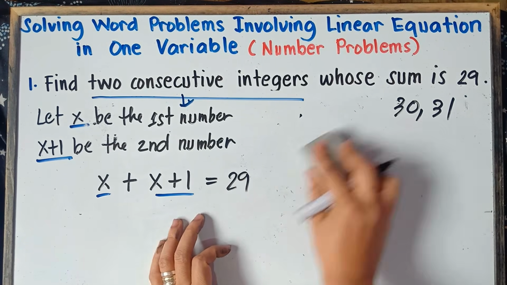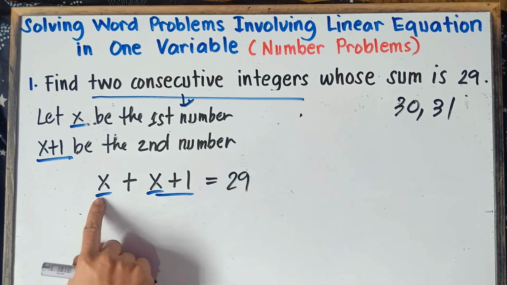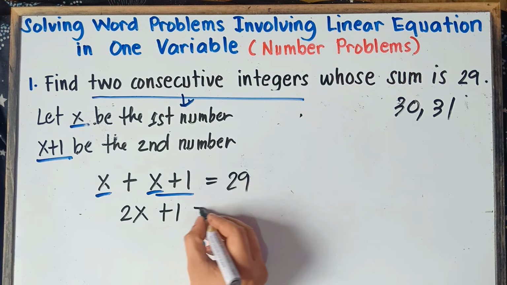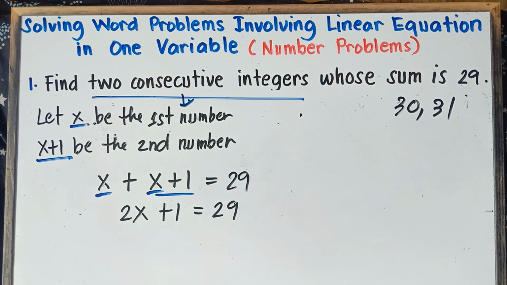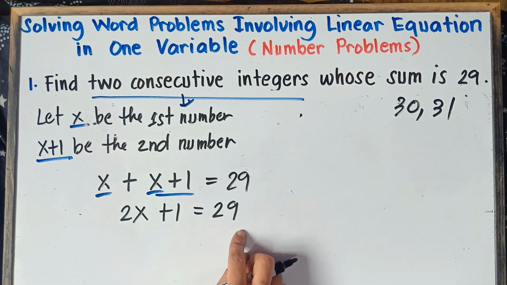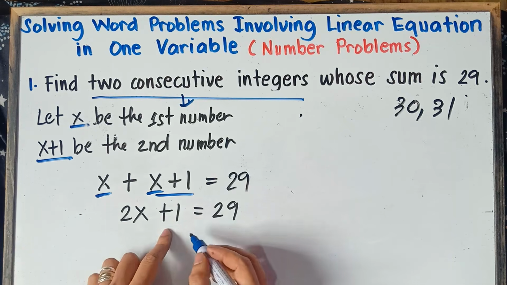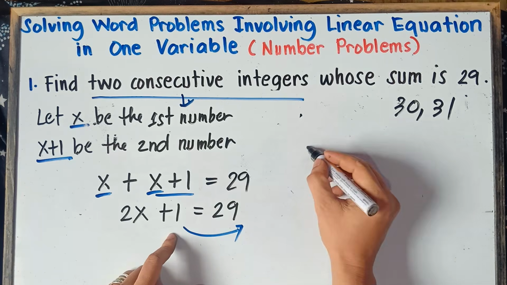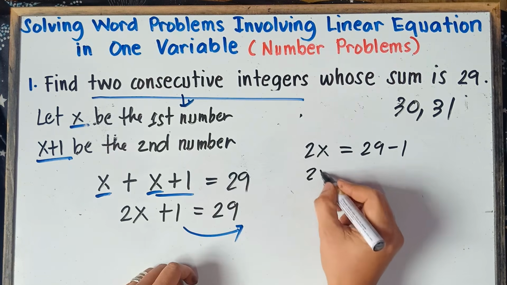Alright, so simply combine like terms. We can combine x and x. So x plus x will be 2x. Simply copy positive 1 equals 29. To get the value of x, we can subtract both sides by 1. We can apply the subtraction property of equality. You can actually do the transpose, class. Transpose positive 1 from left to right, and it will change the sign. So it becomes 2x equals 29 minus 1, and it will become 2x equals 28.